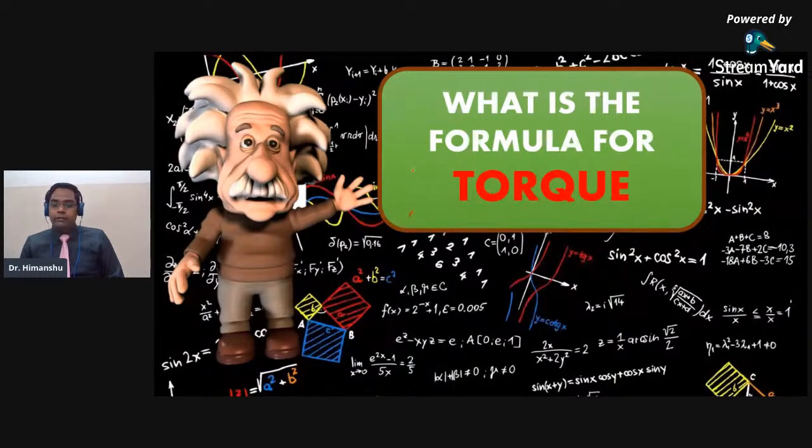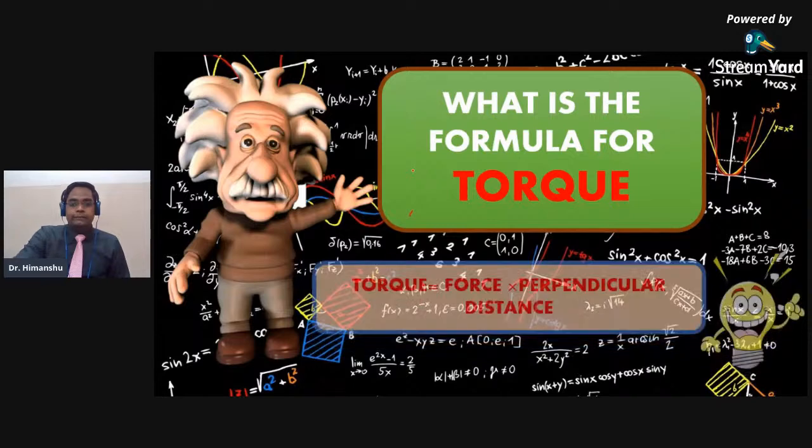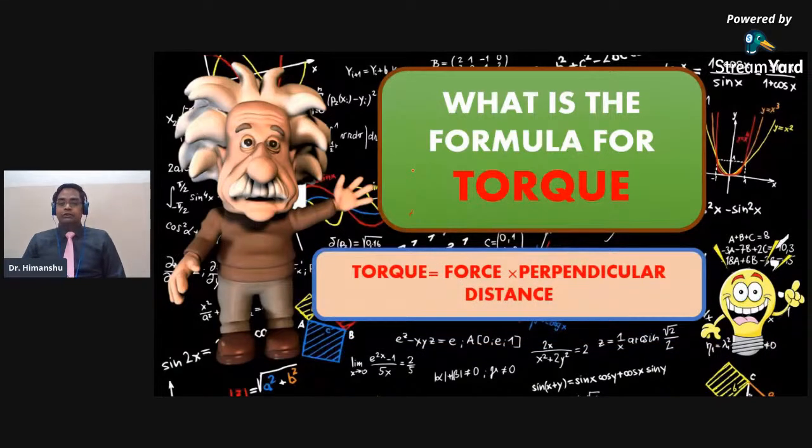Anybody, you can write it in the comment box. I'm able to see that. All right, I'll tell you. The formula of torque is this: torque is equal to force into the perpendicular distance.